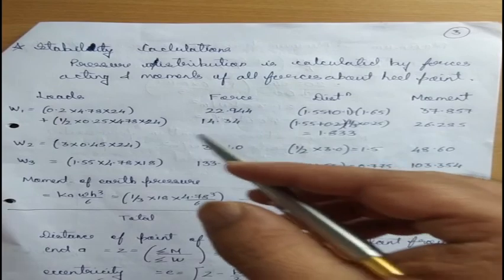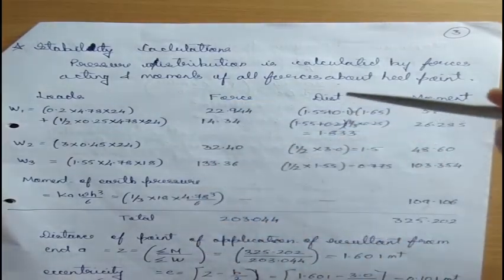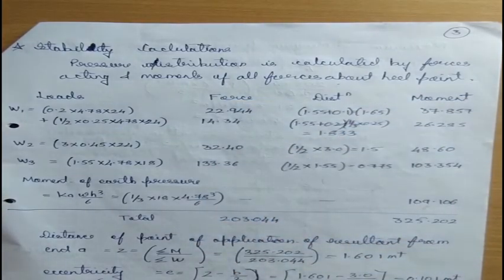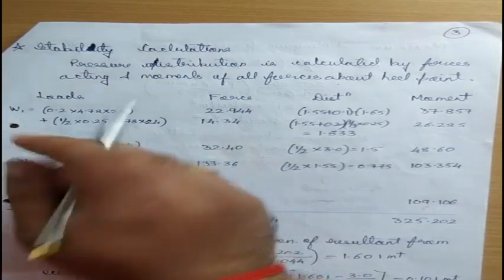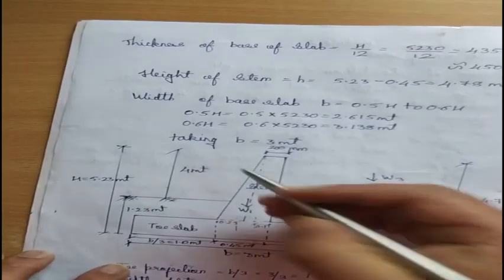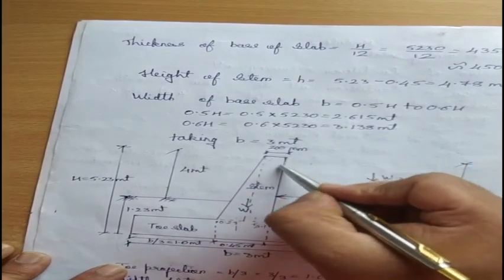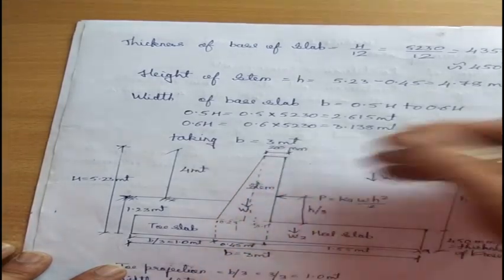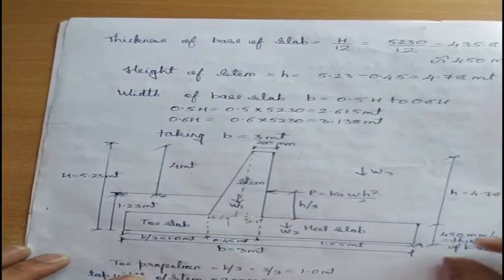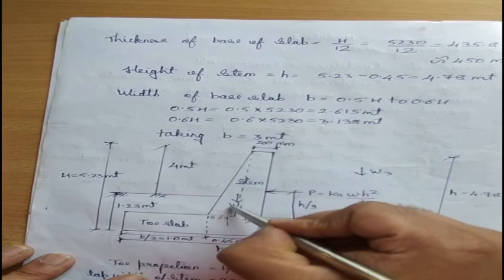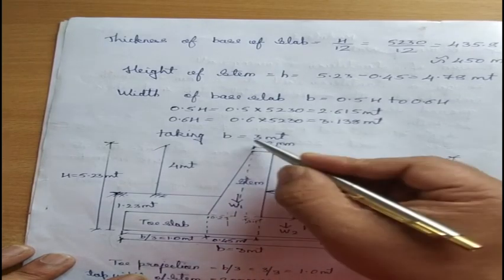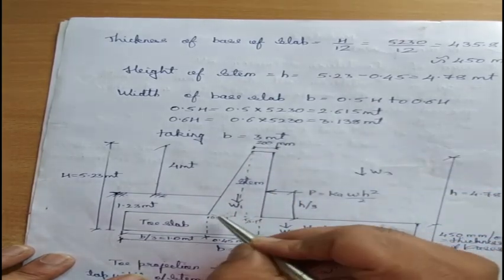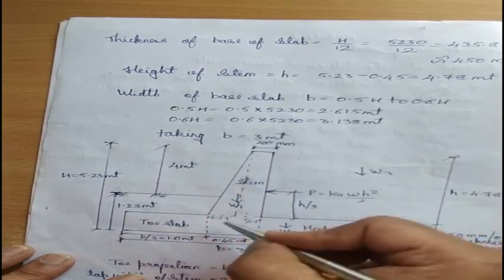I have made 4 columns: loads, forces, distance and moment. Let us see W1. What is W1? It is nothing but the stem portion, which is 200 mm at the top, height 4.78, 450 mm at the bottom, and this is the inclined portion. So I have divided it into two parts: a rectangle of dimension 200 by 4.78 and the remaining 0.25 as a triangle.